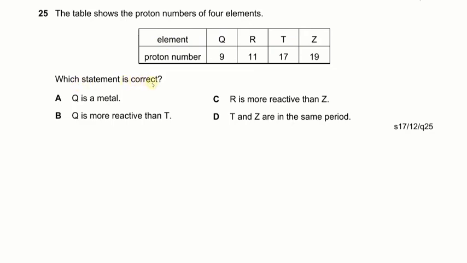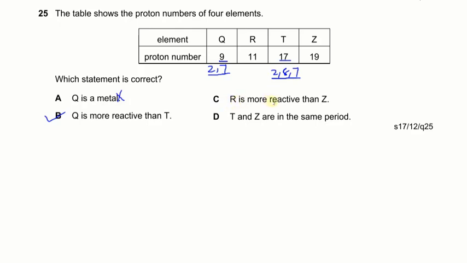Let's see the next question in which we got different elements Q, R, T, Z. Which statement is correct? Q is a metal. Proton number 9, its electronic configuration will be 2, 7. So with 7 electrons in the outermost shell, it is not a metal. Q is more reactive than T. Q is 9 and T is 17. 17 means it would be 2, 8, 7. So 2, 7 is fluorine, 2, 8, 7 is chlorine. Fluorine is more reactive than T, so that would be fine.